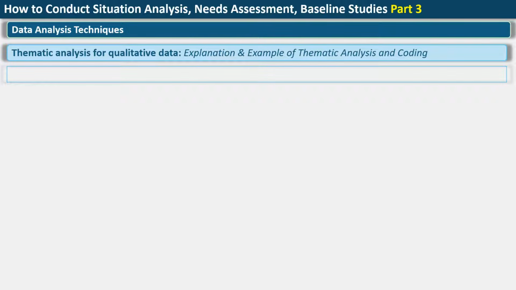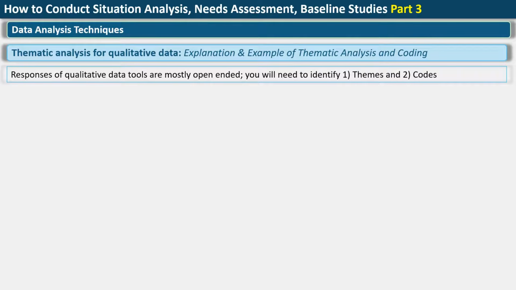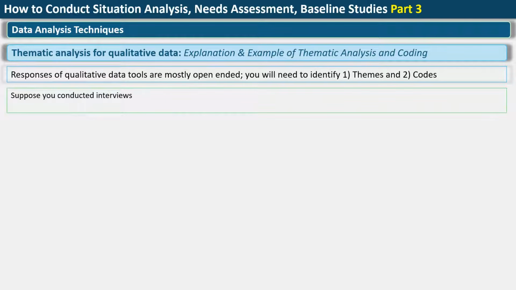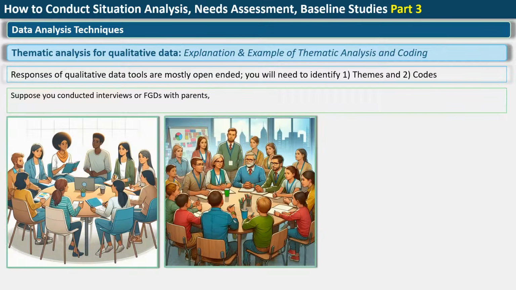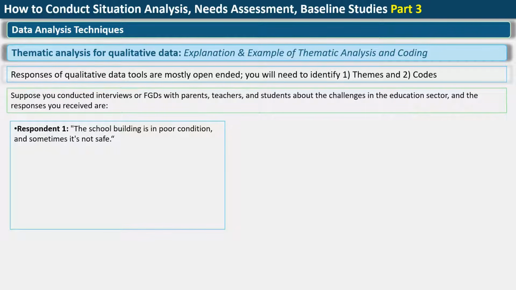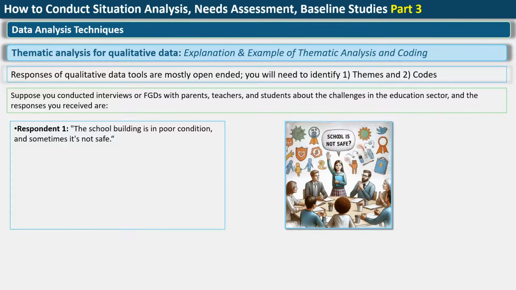Let's discuss an example. As I already mentioned that responses of qualitative data tools are mostly open-ended, so you will need to identify number one themes and number two codes. Suppose you conducted interviews or FGDs with parents, teachers, and students about the challenges in the education sector, and the responses you received are, for example, if one of respondent says that the school building is in poor condition and sometimes it is not safe.